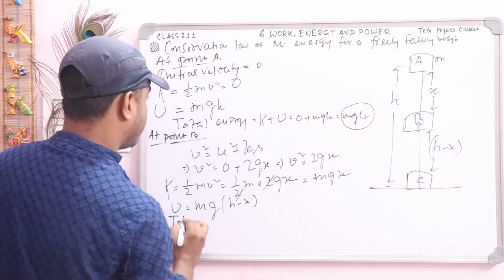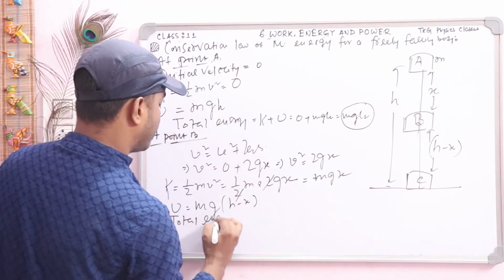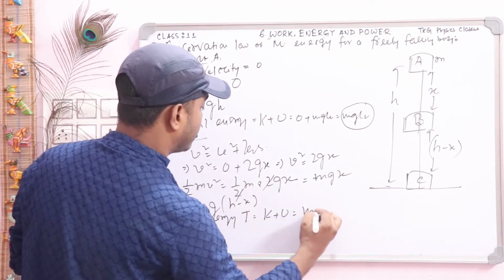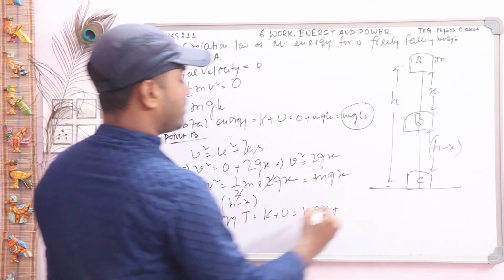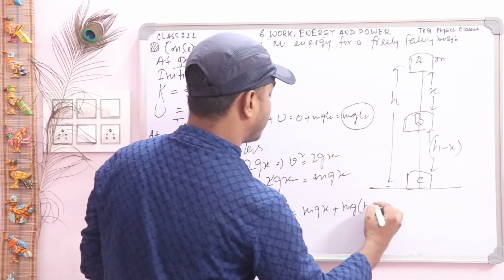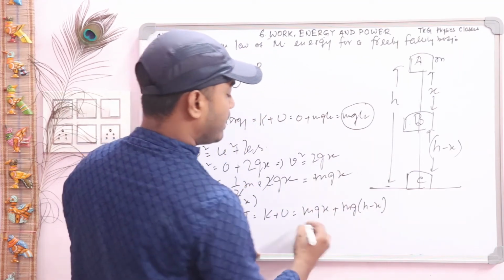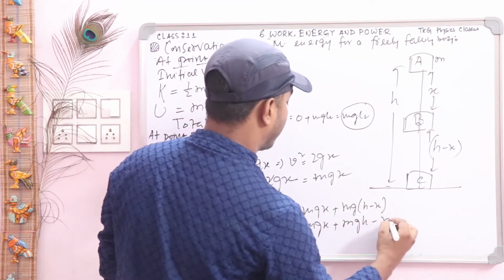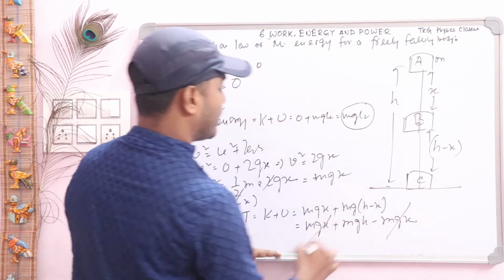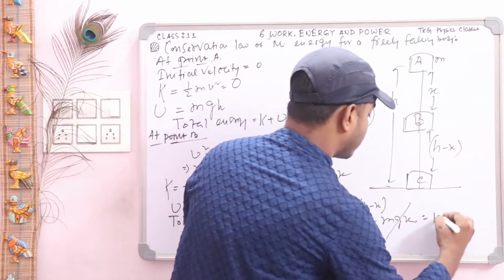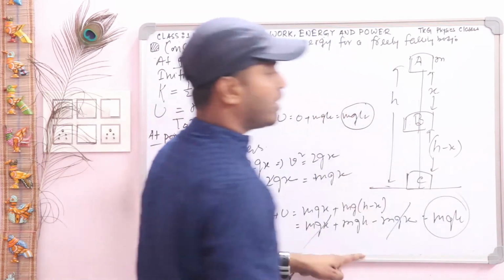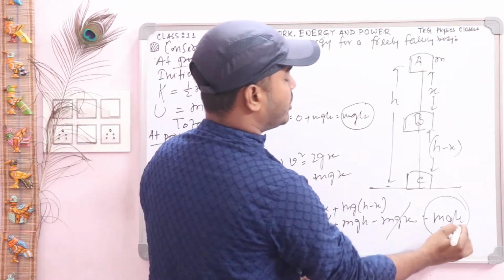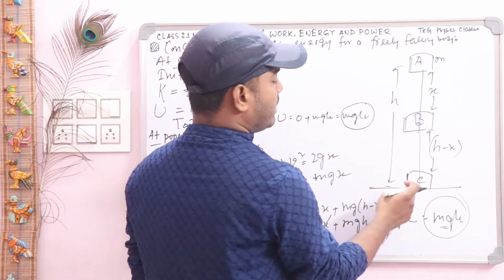So total energy, same thing: total energy is K plus U, where K is mgx and U is mg(h minus x). You simplify: mgx plus mgh minus mgx. The mgx and minus mgx cancel, so the answer is mgh. At point B, the total mechanical energy is also the same, that is mgh. Now you find the same thing at point C.